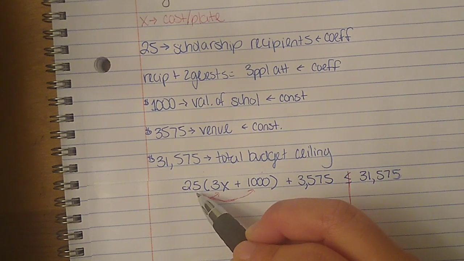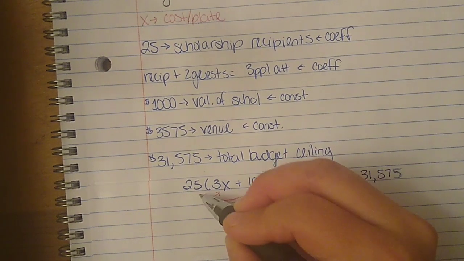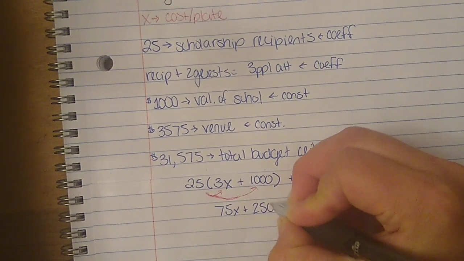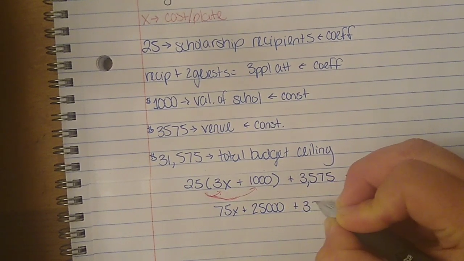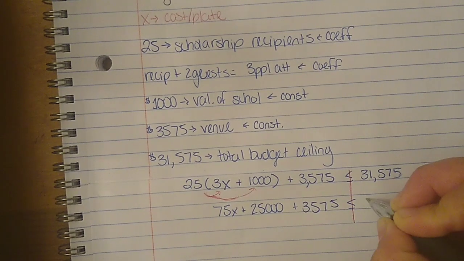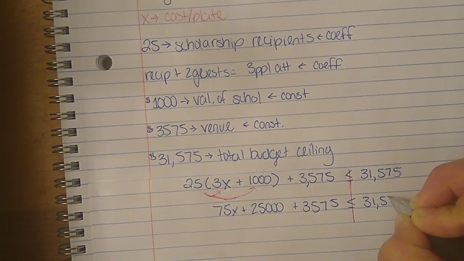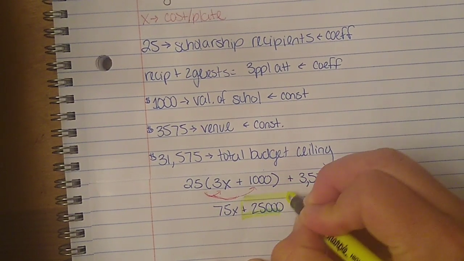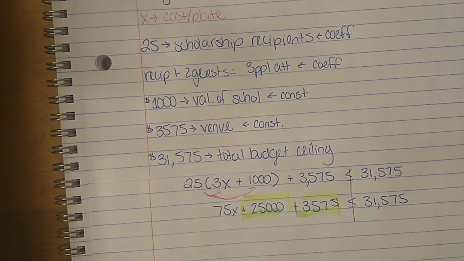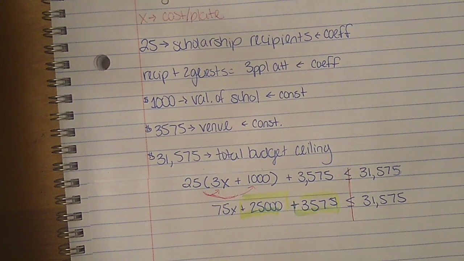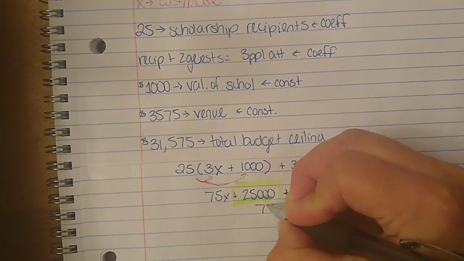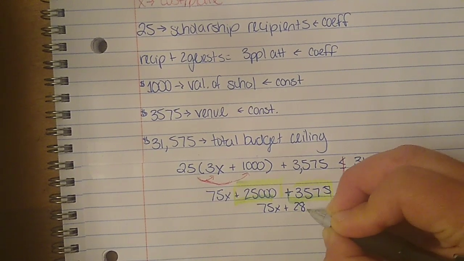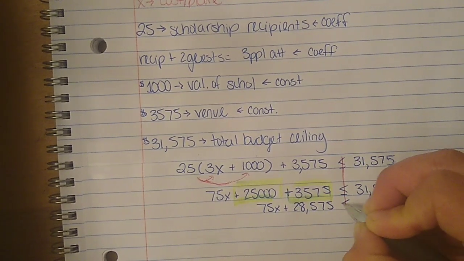So I'm going to distribute that 25. It's going to multiply the 3x and the 1,000. 25 times 3x is 75x. 25 times 1,000 is 25,000. And I still need to add the 3,575, still going to be less than or equal to 31,575. Now I've got like terms that I can combine, the positive 25,000 and the positive 3,575. They're both positive, so these are going to add to each other. So now I have 75x plus 25,000 plus 3,575, which is 28,575, less than or equal to 31,575.